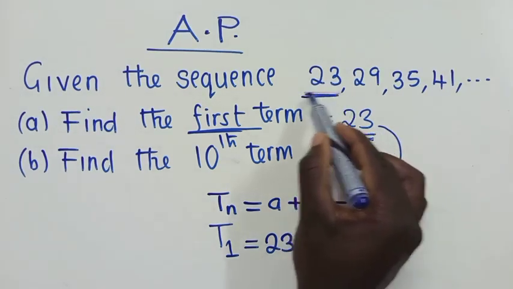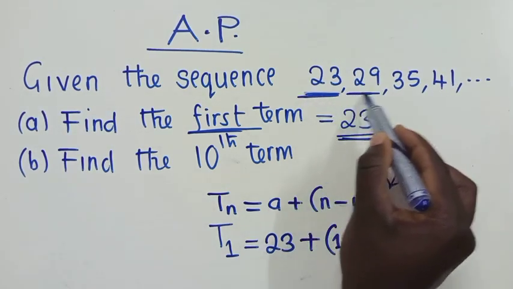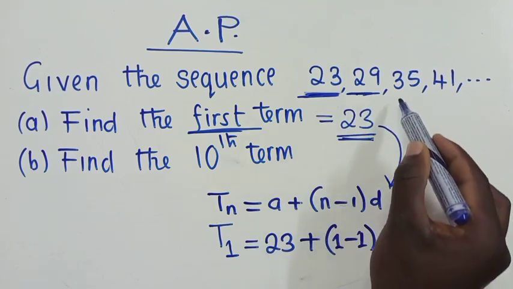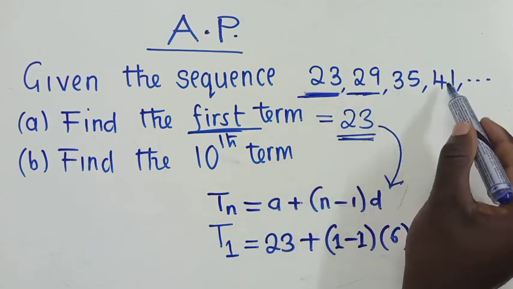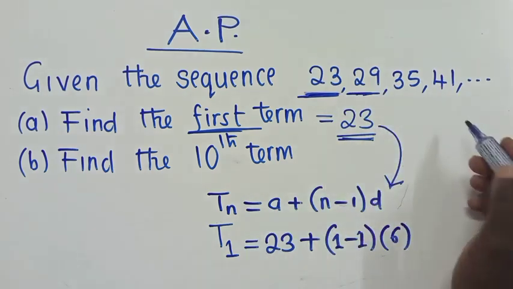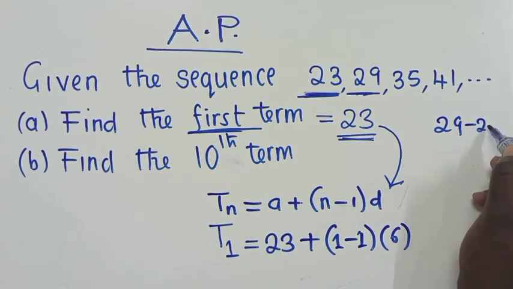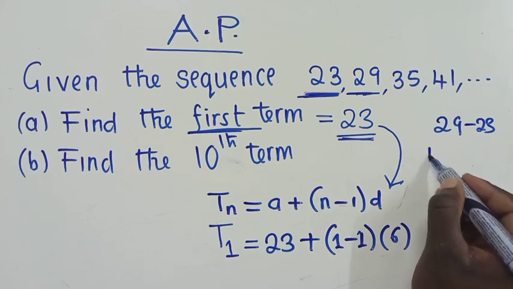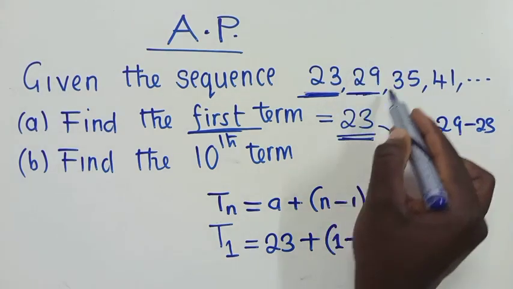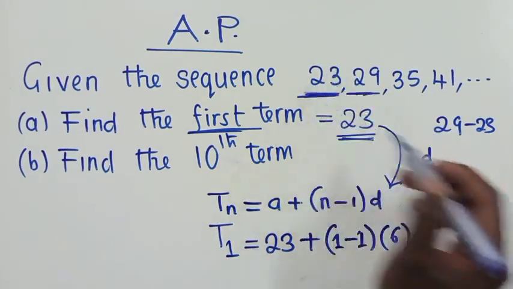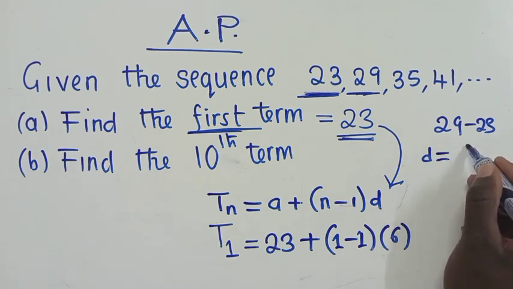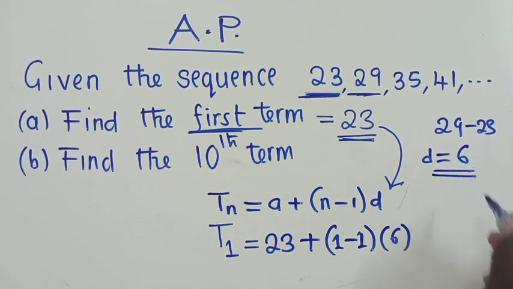So you just get the terms which are following each other. For example, this and this, or this and this, just like that. So in this case, we'll get 29 minus 23. This is how we find the D. We get what is to our right side minus what is to our left side, which is giving us a 6. So this is a 6.